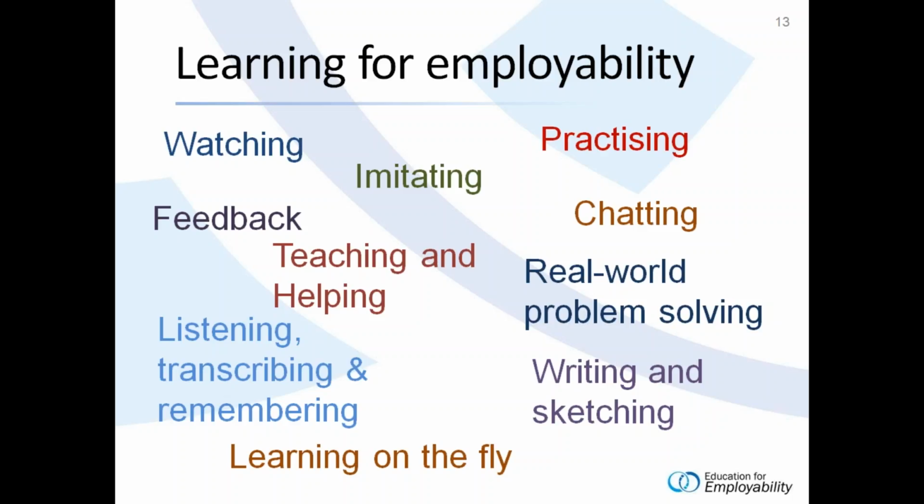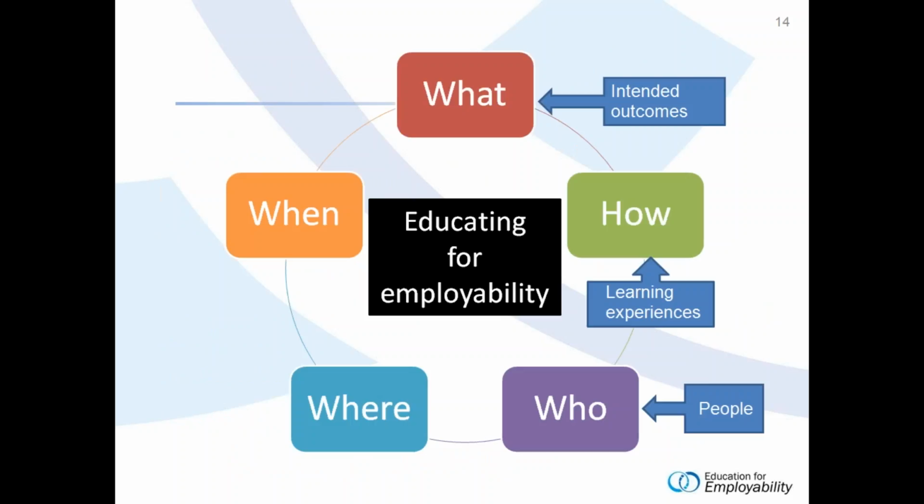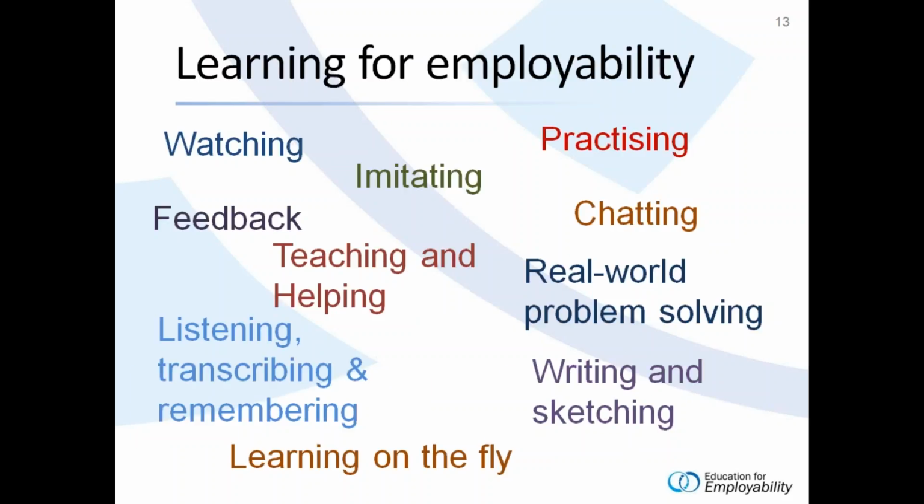After these skills, after these learning objectives, one is watching. Watching means you must watch other people, that is how they react, how they work. Practicing, you must make the practice. Then imitating. Imitating means informing the others. Feedback, also get the feedback on a regular basis. Then chatting with the others. Then teaching and helping, you must teach and also help other people. Then real world problem solving, you must be using real world problem solving at the same time also. Then listening, transcribing.